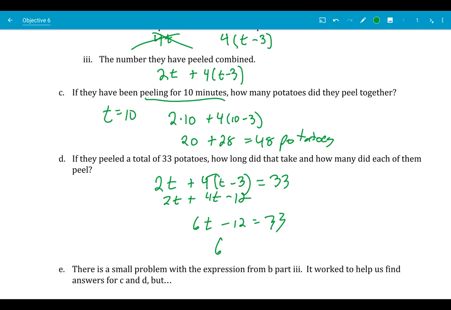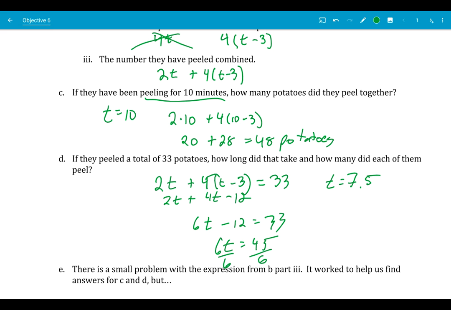I'm going to add 12. I get 6t equals 45. I'm going to divide by 6. Now, don't fret that this didn't go in evenly, okay? Even if it didn't go in evenly, you can definitely peel potatoes for a partial number of minutes. That's totally okay. This is just 7.5 minutes.